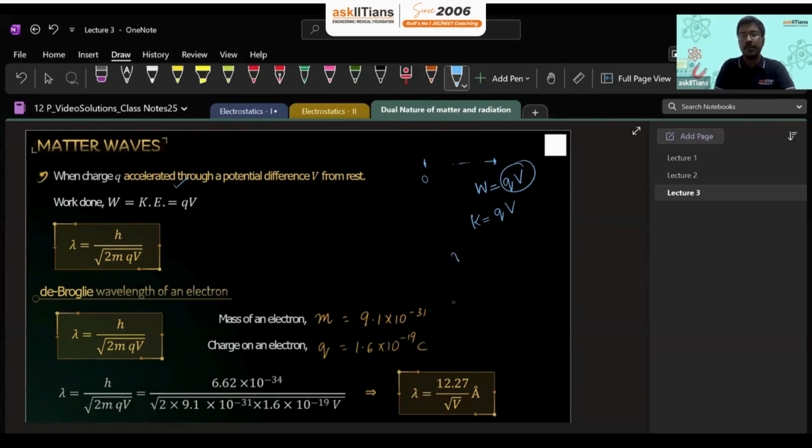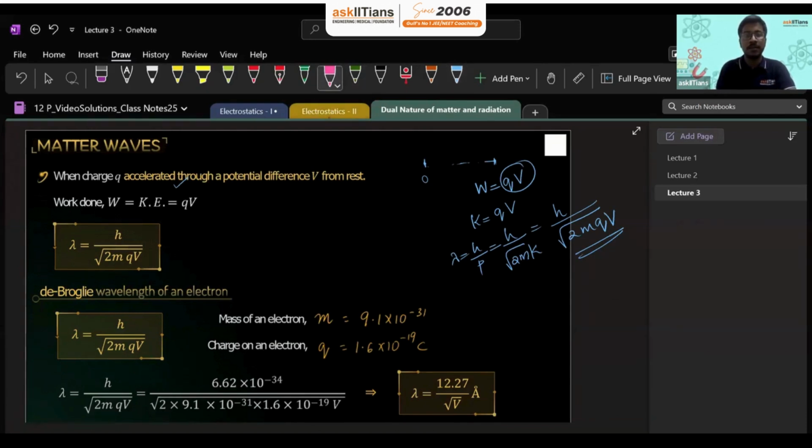We know lambda, the de Broglie wavelength, is equal to h by p, which is equal to h by root 2mk, and the kinetic energy can be replaced with q into v, so lambda is h by root 2mqv. Very important, where m is the mass of the charged particle, q is the charge of the charged particle, and v is the potential difference through which it is getting accelerated.